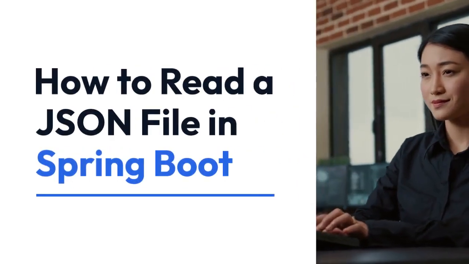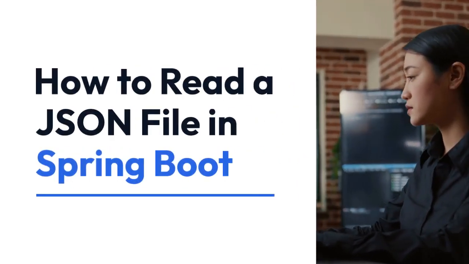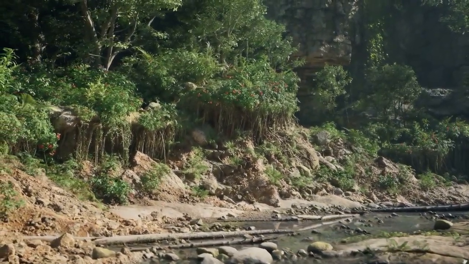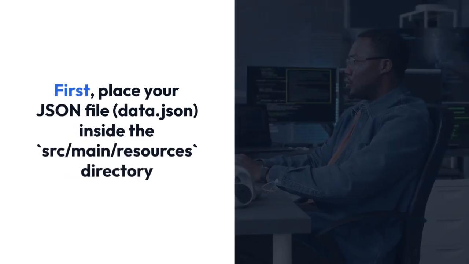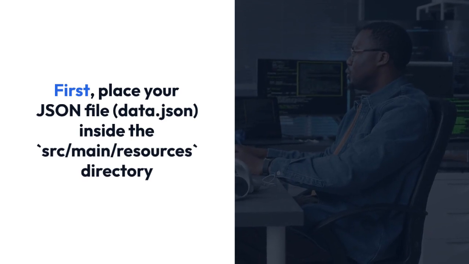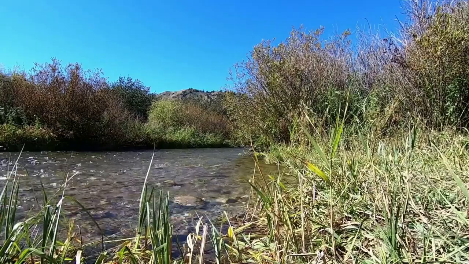We're going to explain how to easily read a JSON file from the resources folder in your Spring Boot application. This is a common task, and we'll show you a straightforward way to do it. First, you'll need to place your JSON file, let's call it data.json, inside the src/main/resources directory of your Spring Boot project. This is the default location Spring Boot looks for static resources.